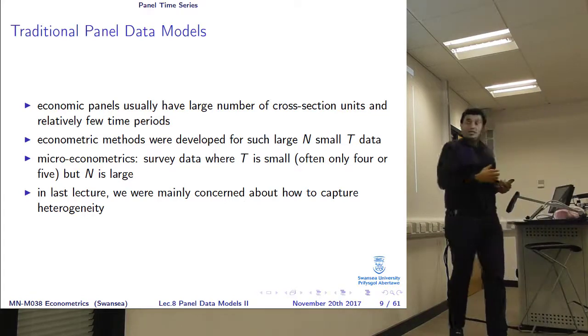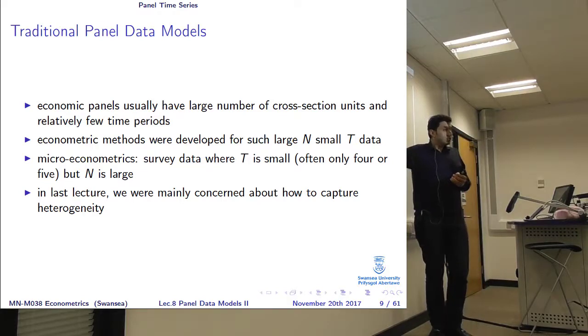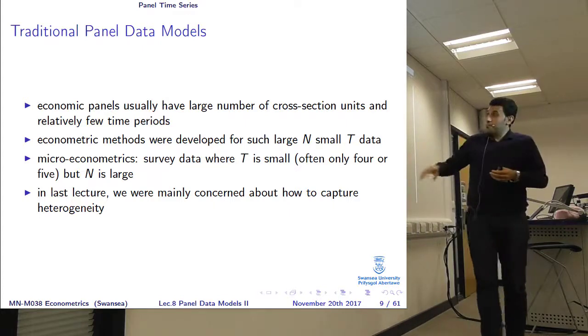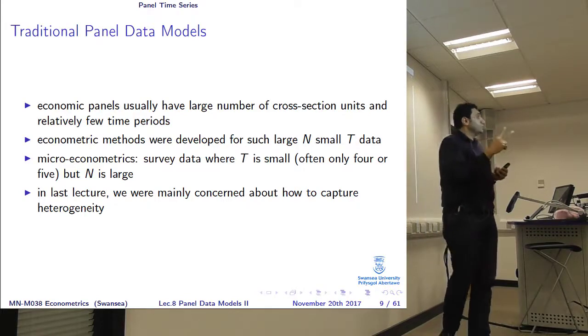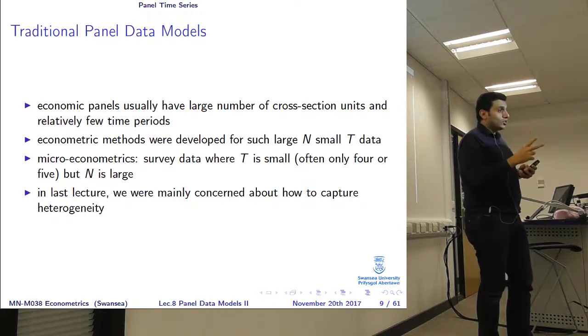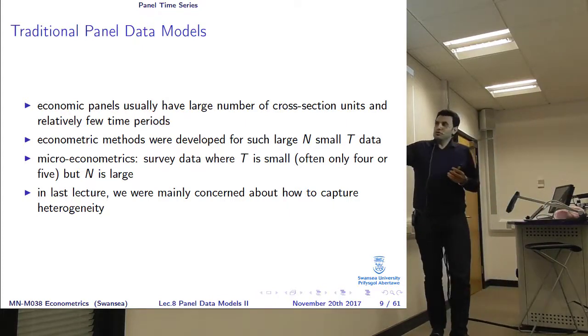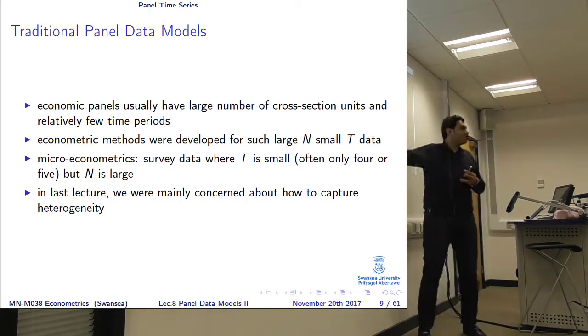T is the time, and as I said, in microeconometrics, that's what you're using in your thesis, you're relying on survey data. So how many rounds do you have? T equals 2. How many cross-sections do you have? 20,000 objects, okay? 20,000 individuals or households. So that's the case. The traditional panel data methods were developed for that reason.